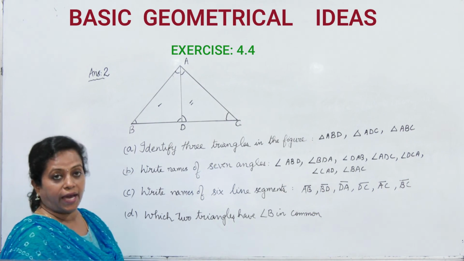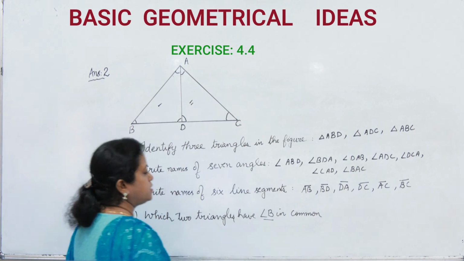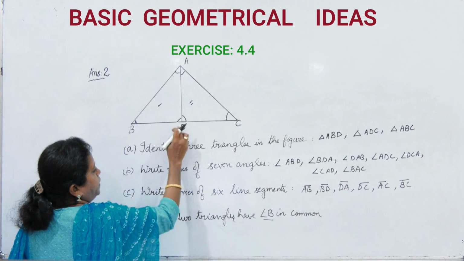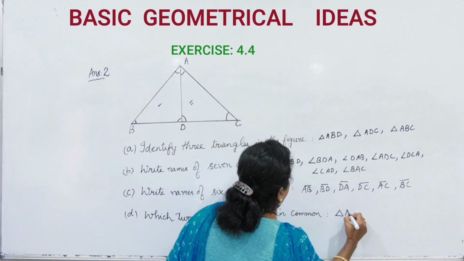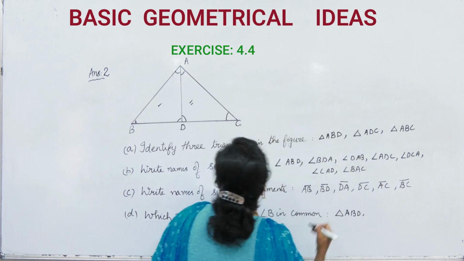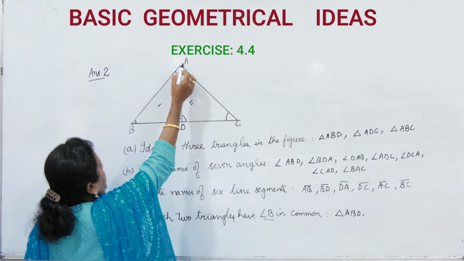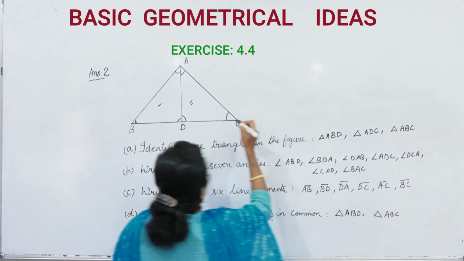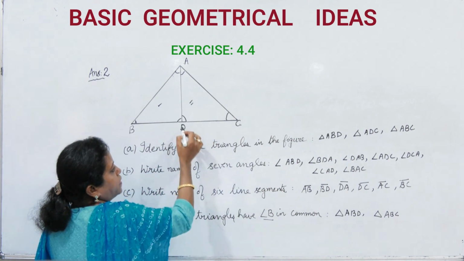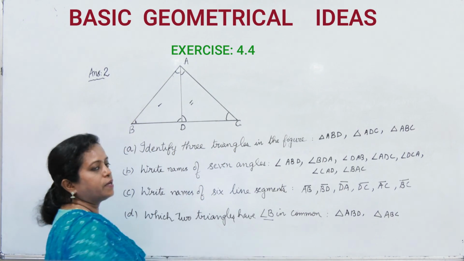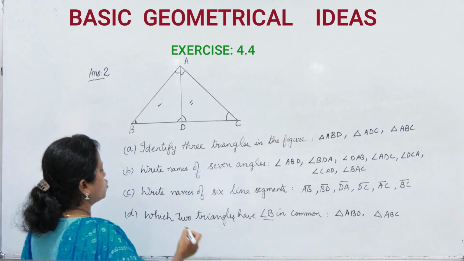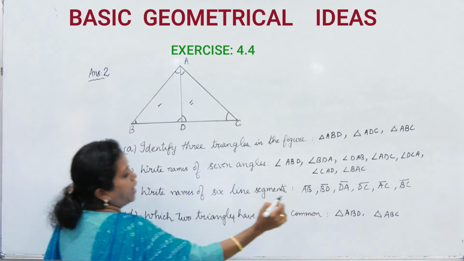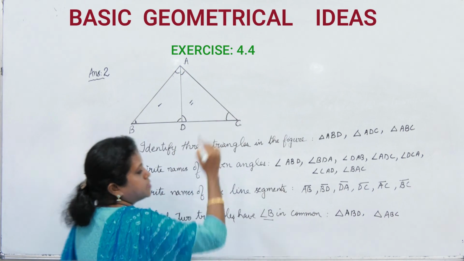Which 2 triangles have angle B in common? You have to name the triangles which have angle B in common. So B is common for triangle ABD, and B is also common for the triangle ABC. Why not in this triangle? Because the name of this triangle is ADC. You don't have the point B coming there, so angle B will not be common. So the 2 triangles which have angle B in common are triangle ABD and triangle ABC.